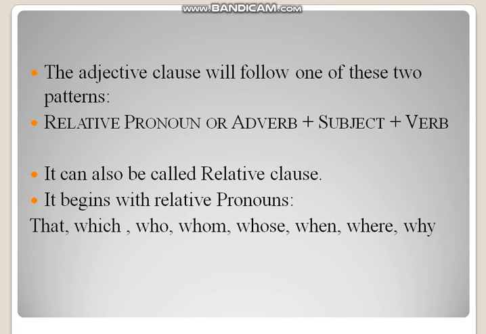The adjective clause will follow one of these two patterns. It always follows this pattern: it consists of a relative pronoun or an adverb at the start, then its subject and then verb. As we have discussed, as it is a clause, it has a subject and verb as well, but it always starts with a relative pronoun or adverb. That's why it is also known as the relative clause.